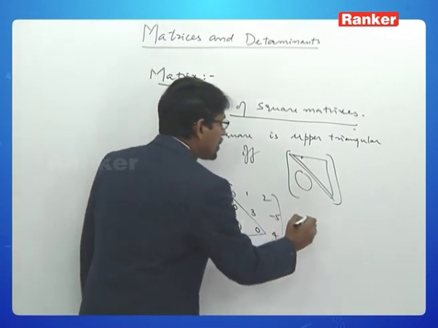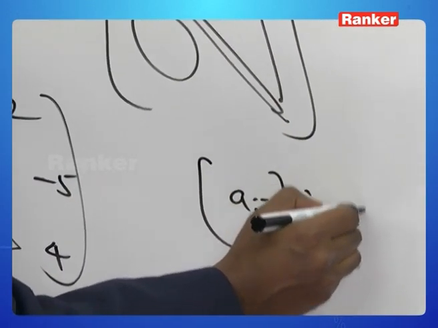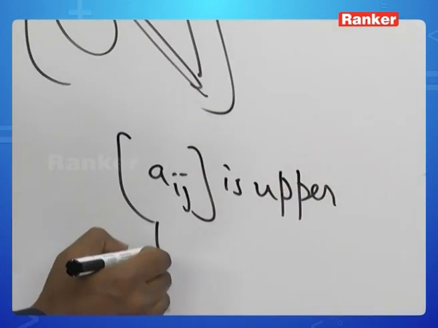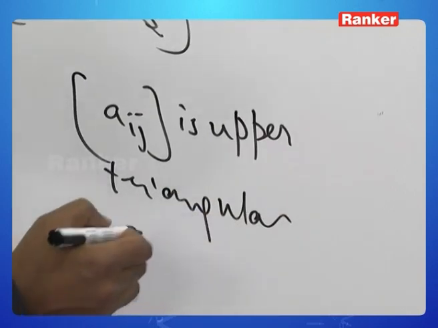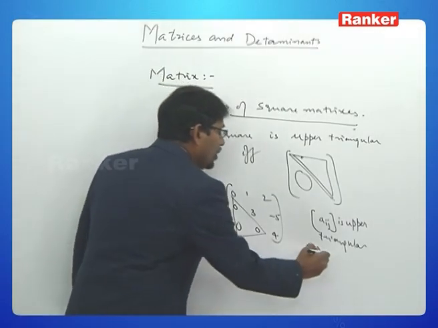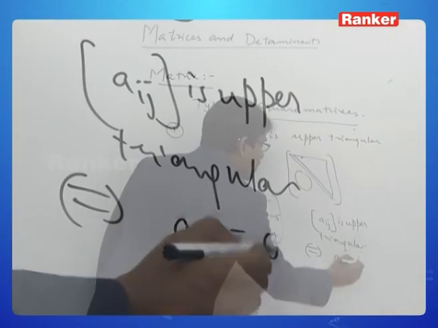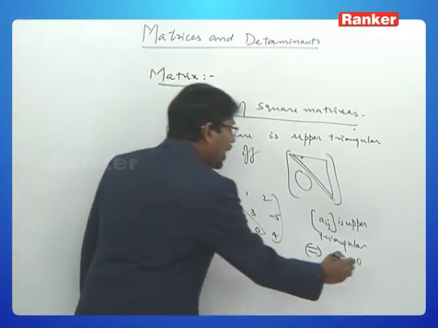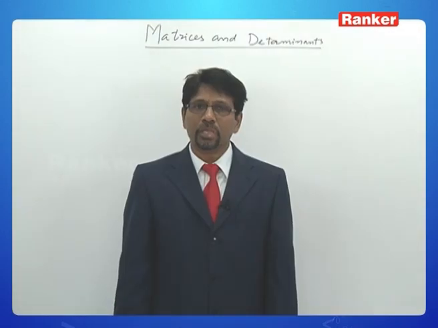How do you put it? We say Aij is upper triangular if and only if Aij is 0 for all i greater than j. So let us look at some problems on matrices and determinants.